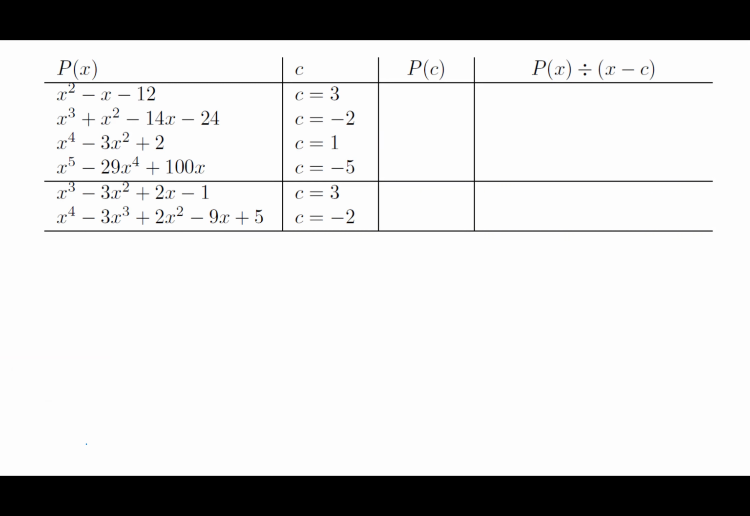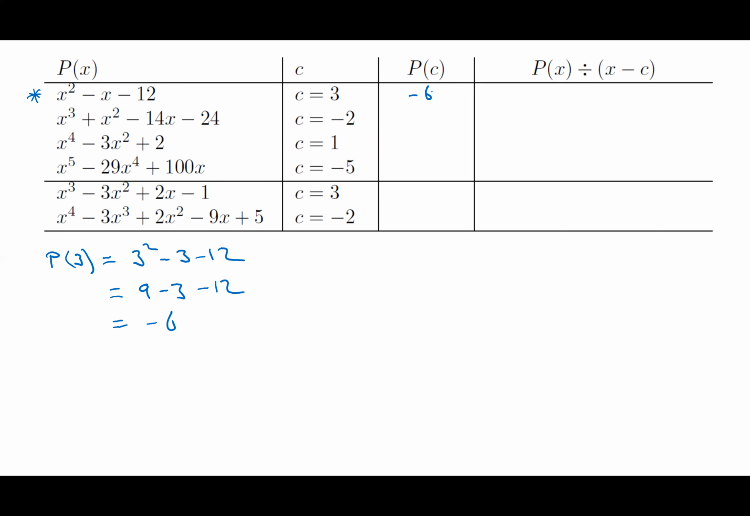So the first one, P of C, that's the first thing I want. So I want P, and again, I'm doing that one right there. So C is 3, so P of 3 is going to be 3 squared minus 3 minus 12. So 9 minus 3 minus 12. 6 minus 12 is negative 6. So P of C is negative 6.